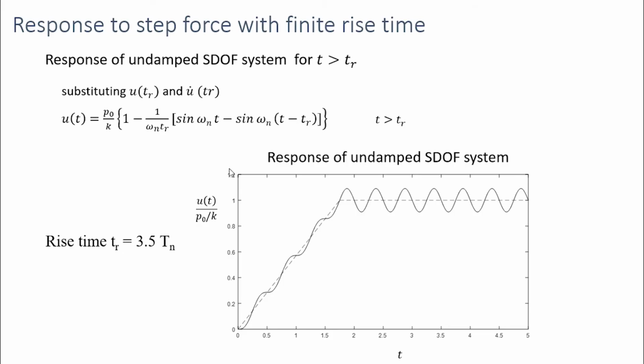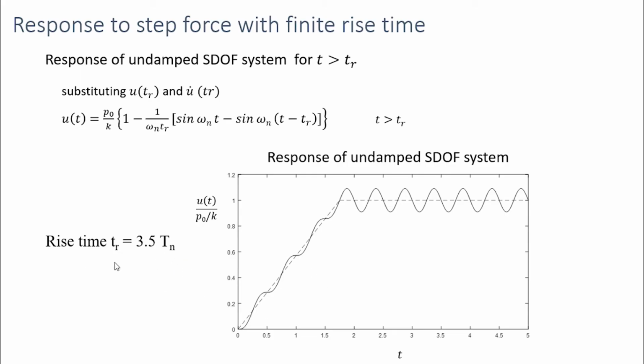Now let's see the total response of the system. When the rise time is 3.5 times Tn, the response looks like this. This is an undamped system response. The period between these two peaks will be equal to the natural period. Depending upon the value of the rise time, the nature of the vibration changes. Let's see how it is changing.